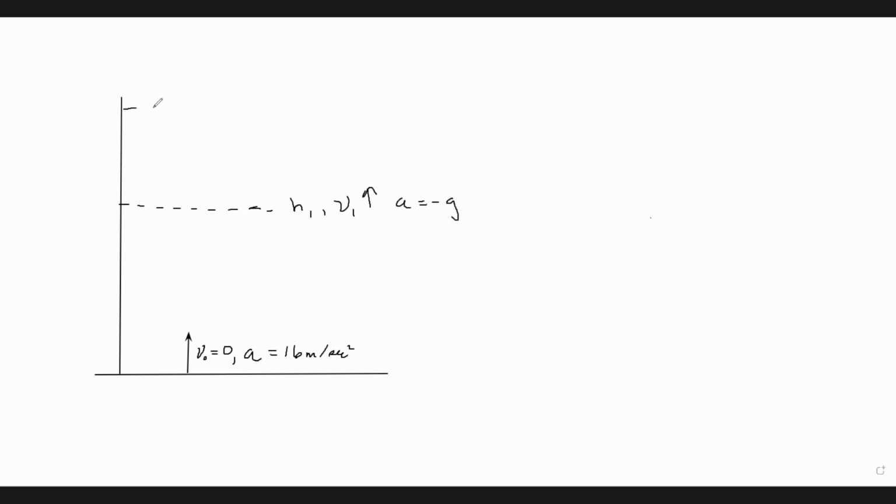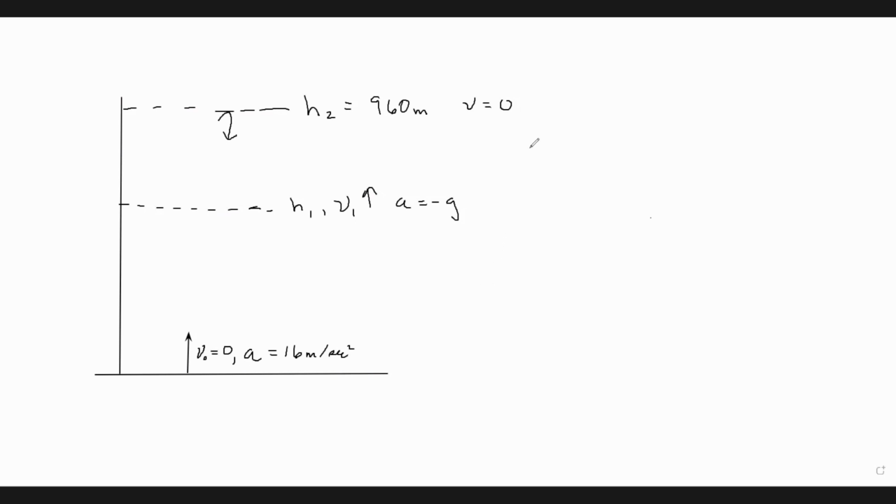It eventually reaches a height h2, and h2 is equal to 960 meters in the numbers I'm given anyway. And v equals 0 at this point, because this is the turning point where the rocket will turn around and fall back down.